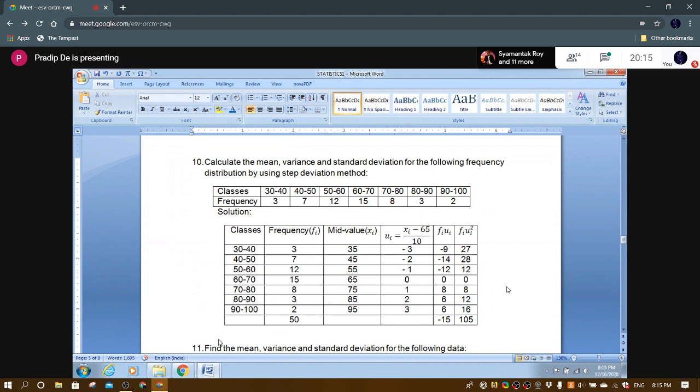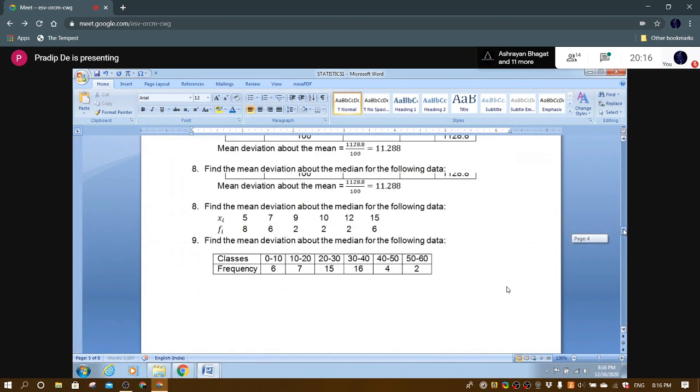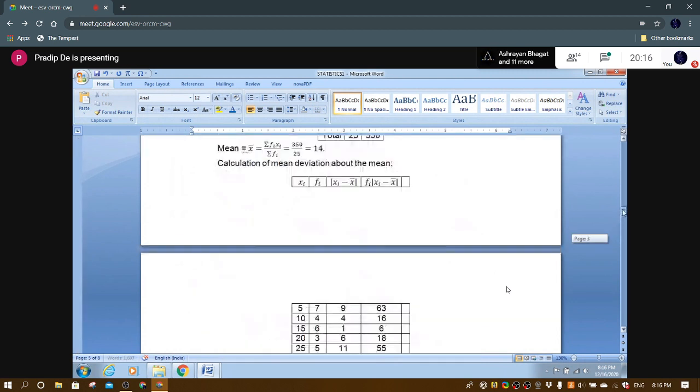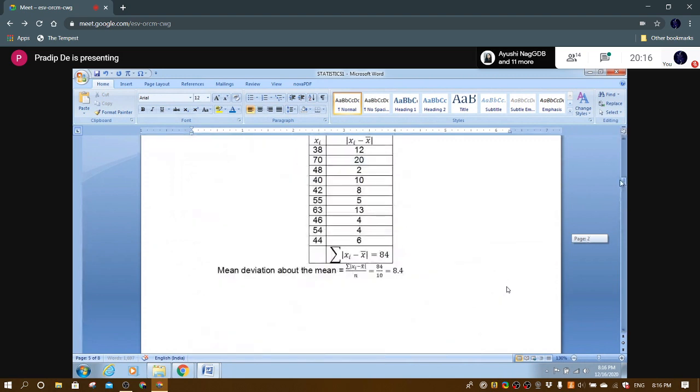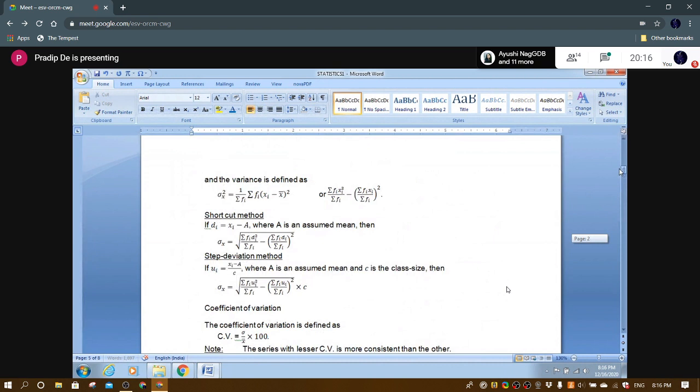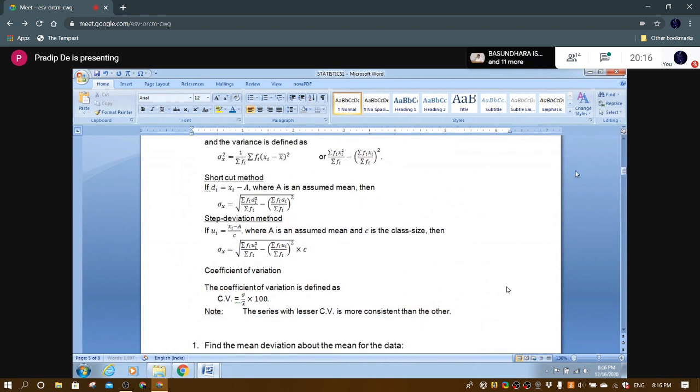Then mean is equal. Sorry. First one is variance. Variance is equal to, first write the formula. Here the formula is the step division formula. That is this.